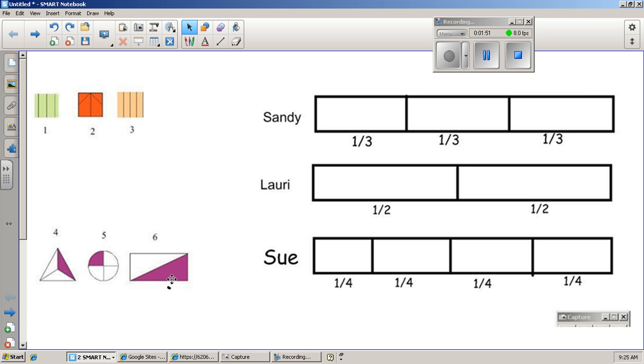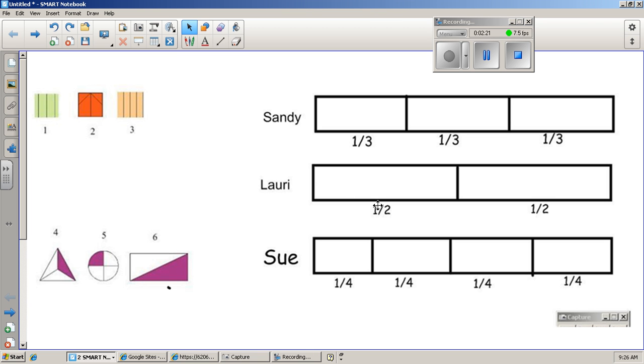The pieces must share the same size. Let's look over at our bar models. You have Sandy, Lori, and Sue. Sandy has fractions. She has 1/3, 1/3, and 1/3. If you were to put this together, you'd have a whole. You'd have 3/3.